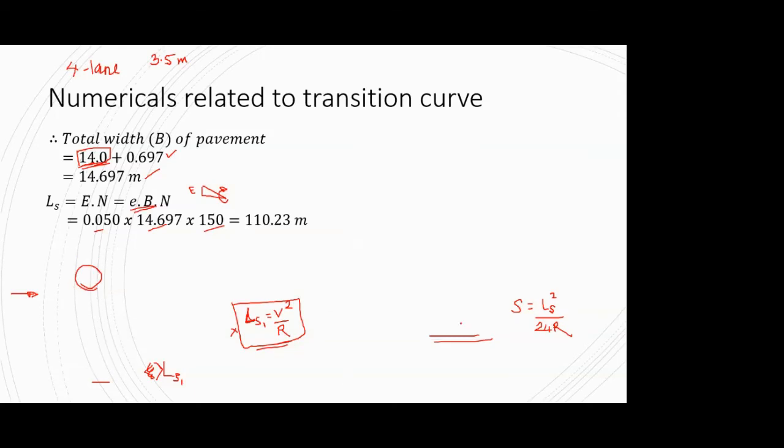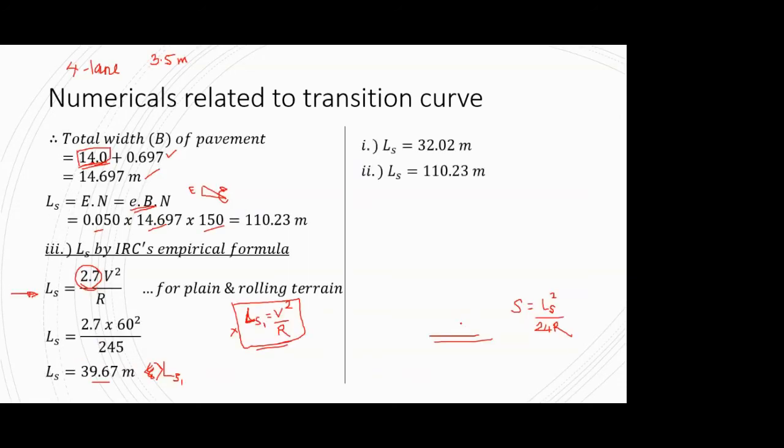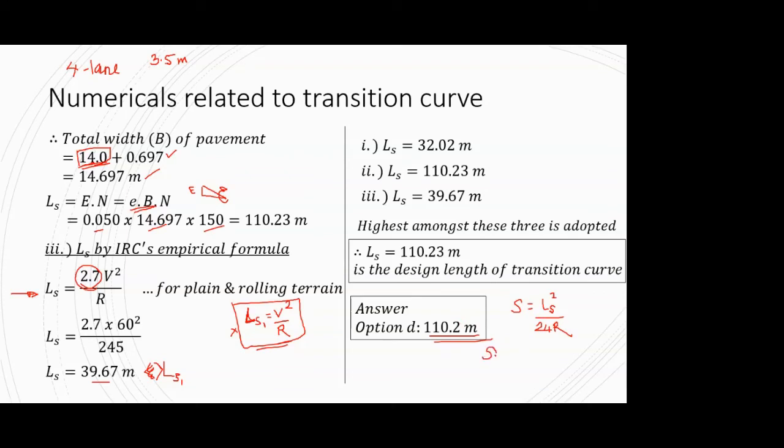The radius, I guess they have given. Yeah, radius is 245. So S will be equal to 110.2 square upon 24 into 245, and whatever is the value, you will get that value as the shift of your transition curve. Now, why is this shift of transition curve really needed? If you recall your knowledge related to surveying, in which you had studied the setting out of curves, that is directly applicable over here.